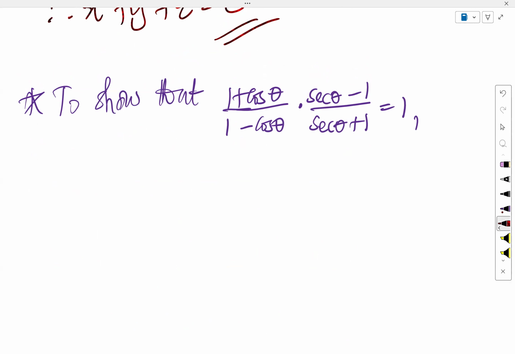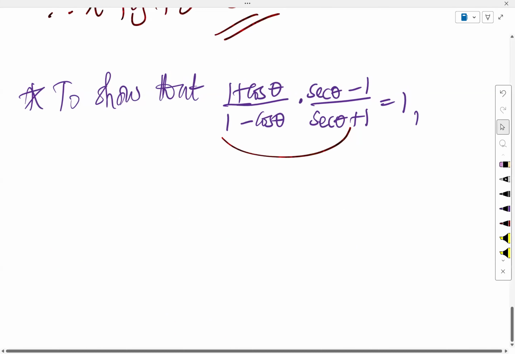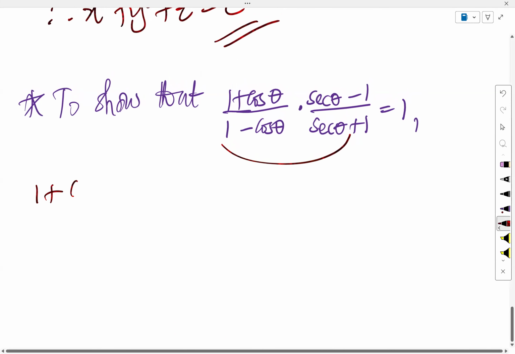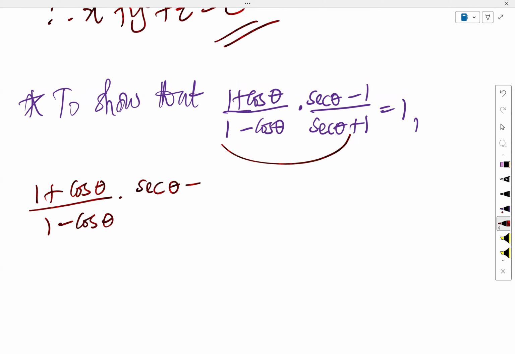So it means that you start from here and end up with 1, basically. So you have 1 plus cos theta all over 1 minus cos theta times sec theta minus 1 all over sec theta plus 1. Now, for me, it's always very good to work with the basic trig ratios like sine, cos, and tan. So anywhere you see anything that doesn't look like them, bring them back into that arena.